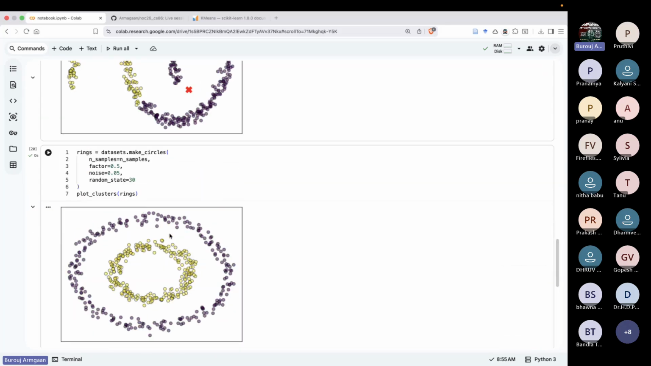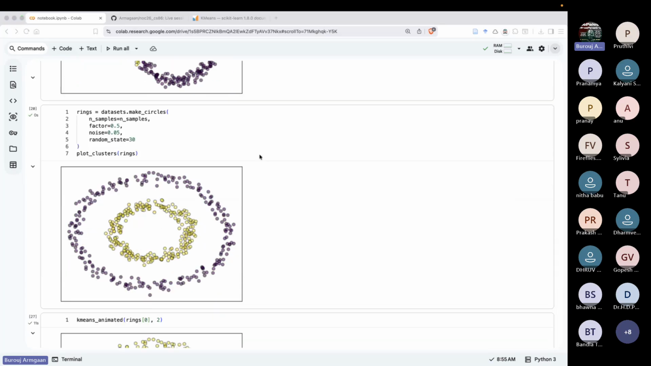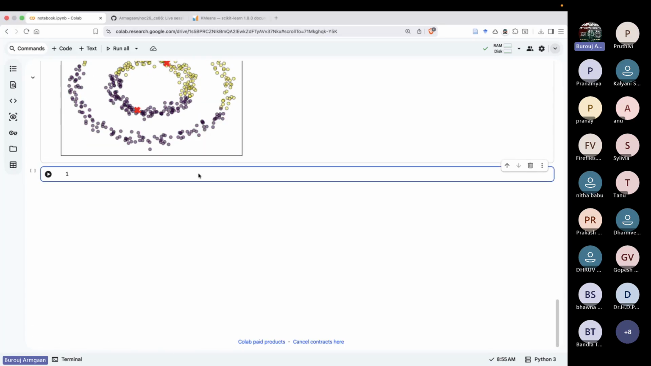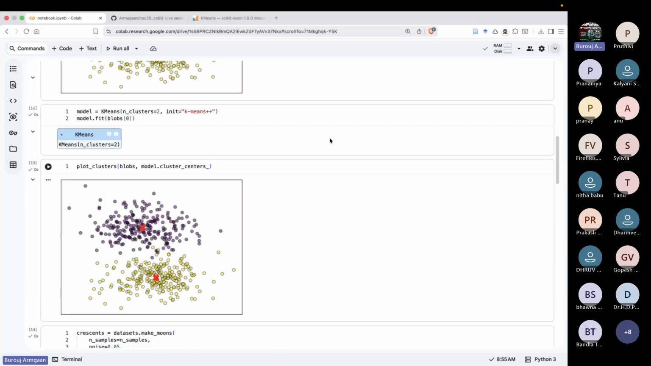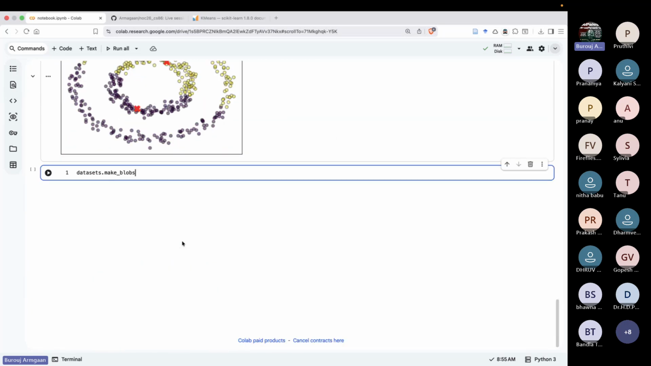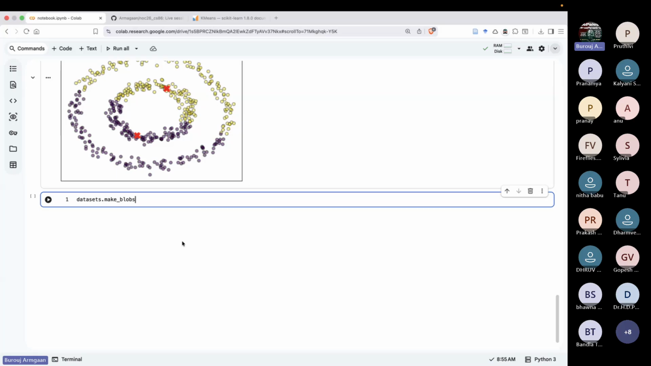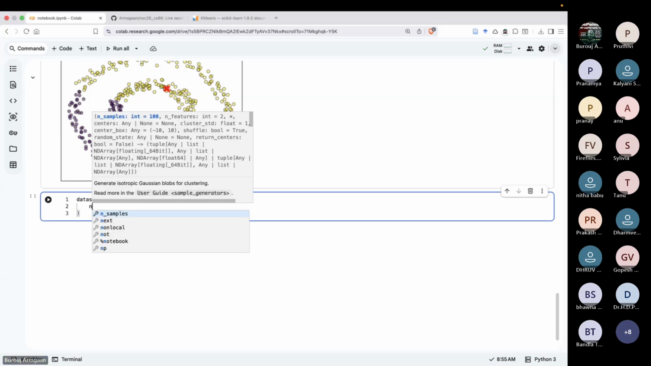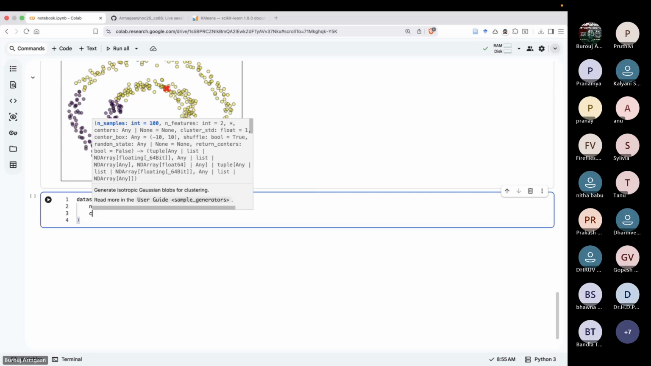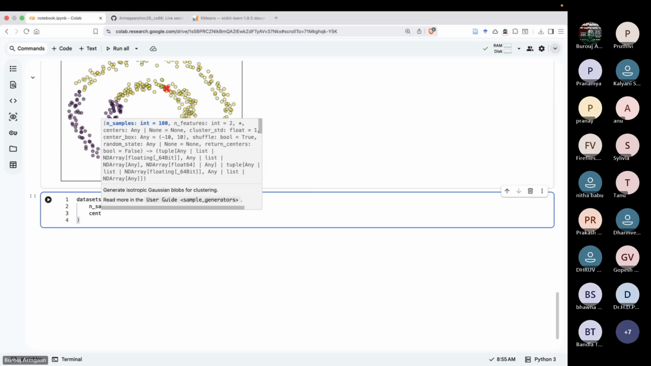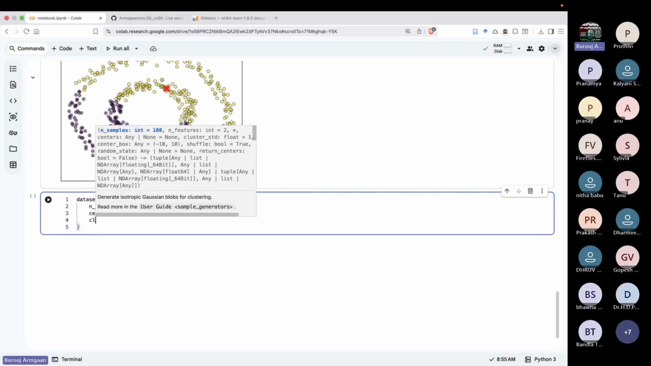So let's try a different one. We have done crescents, we have done rings. Let's do this. We have datasets dot. Let's again use blobs. So we know it works on blobs, right? We tried it on blobs. It works here. So let's try a different thing. We make blobs. You have two centers.